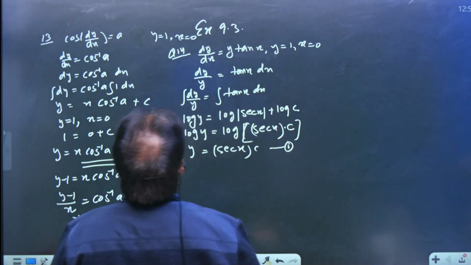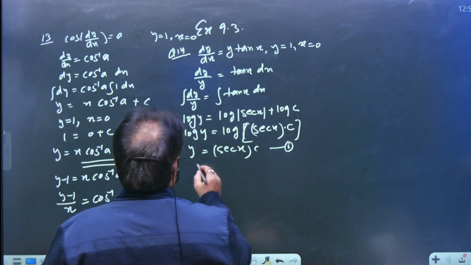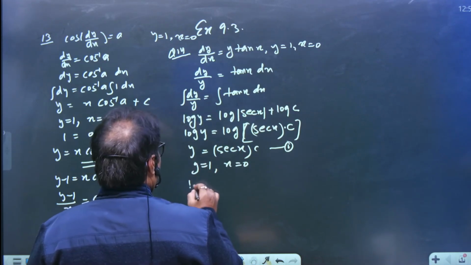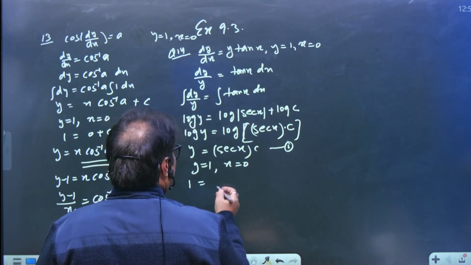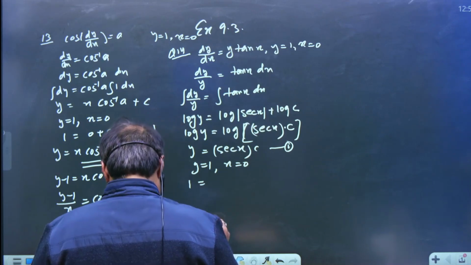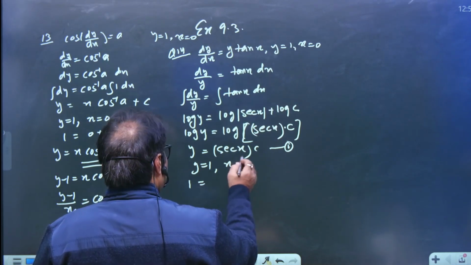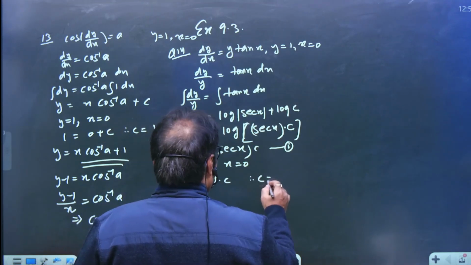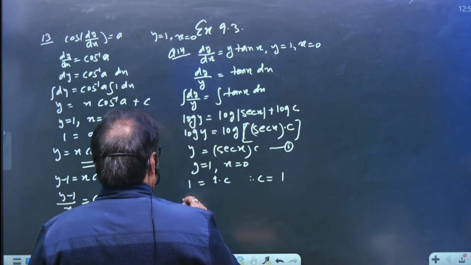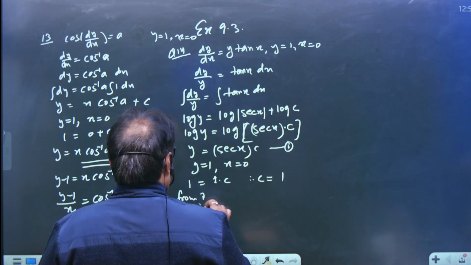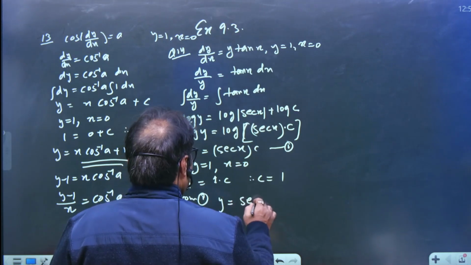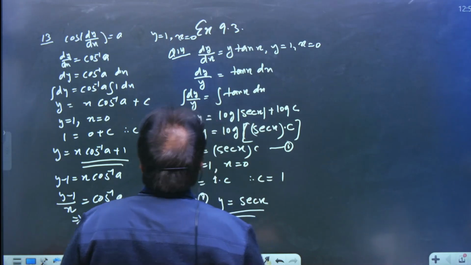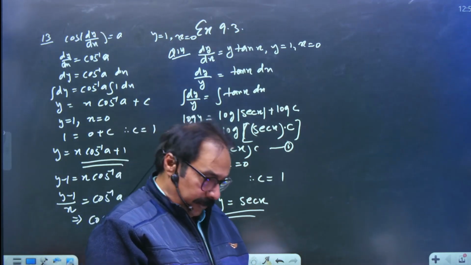And now put the value of y is 1 and x is equal to 0. So when y is 1 and x is equal to 0, 1 is equal to sec 0. So sec 0, that is 1, sorry, sec 0 is 1. So 1 into c. So therefore the value of c is equal to 1. So from this, y is equal to secant x, and this is the final answer of question number 14. Okay.